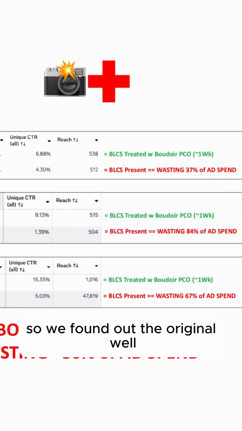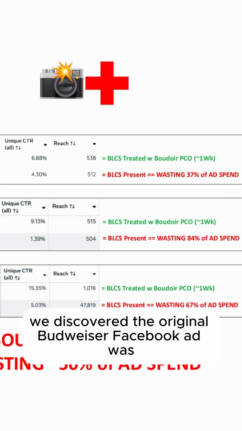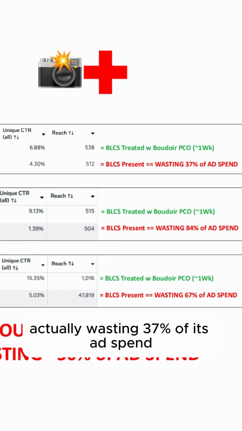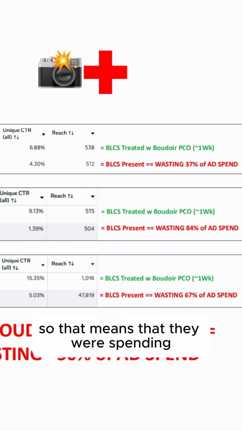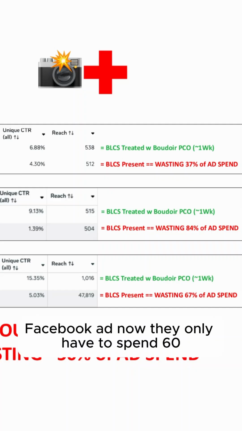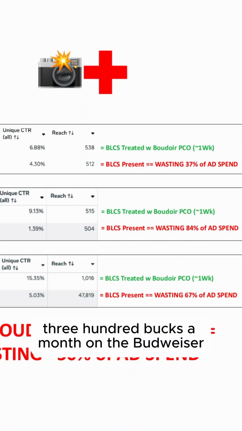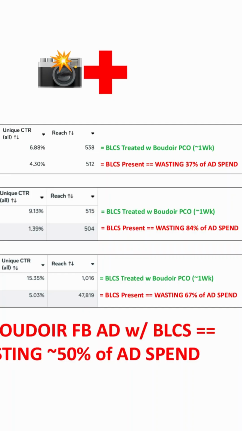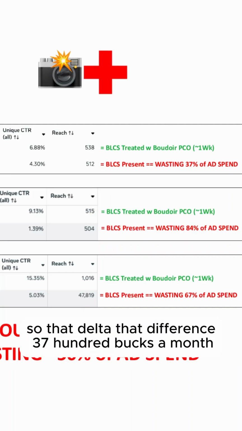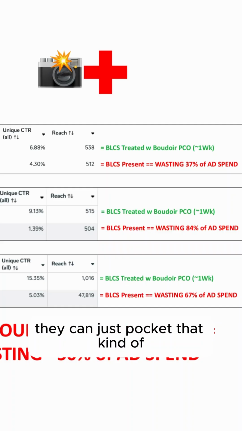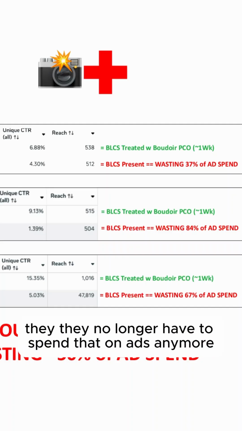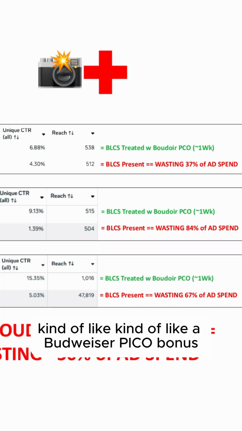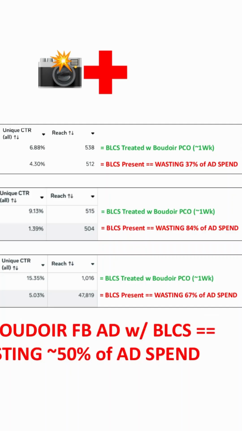So we discovered the original Boudoir Facebook ad was wasting 37% of its ad spend of what it could have been achieving. That means they were spending 10 grand a month on the original Boudoir Facebook ad. Now they only have to spend $6,300 a month on the Boudoir Pico treated ad to get into the same number of women's brains. So that difference, $3,700 a month, they can just pocket as a phantom bonus. They no longer have to spend that on ads anymore, kind of like a Boudoir Pico bonus.